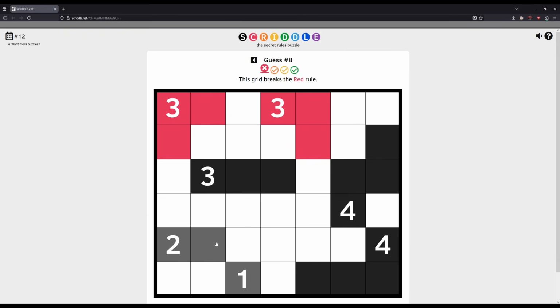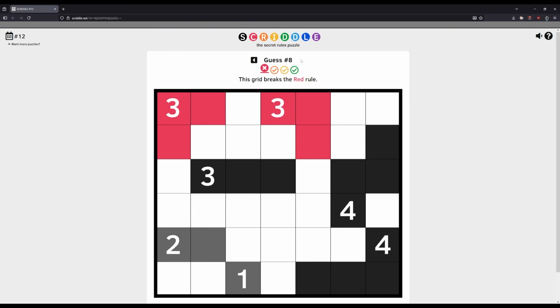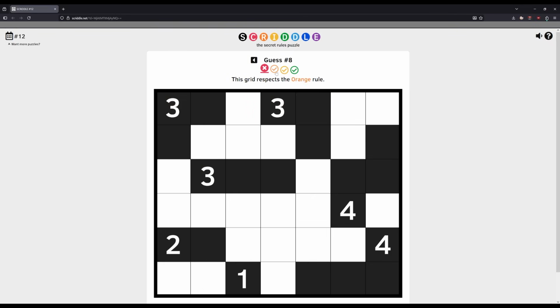I wonder if it means that it also breaks the red rule, but for a different reason. Because sometimes you get rules where they're actually broken multiple times, but it only wants to show you one of the times to avoid confusing you. And I do wonder if that might be the case here.